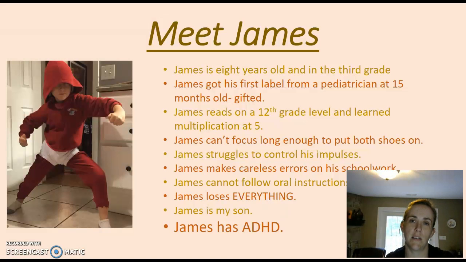James is 8 years old and in the 3rd grade. James got his very first label from a doctor at 15 months. He was labeled as gifted. James had a vocabulary of a 3-year-old at 15 months, and James knew all of his shapes, his colors, his alphabet, and was starting to do addition. He reads on a 12th grade level and taught himself multiplication at 5.